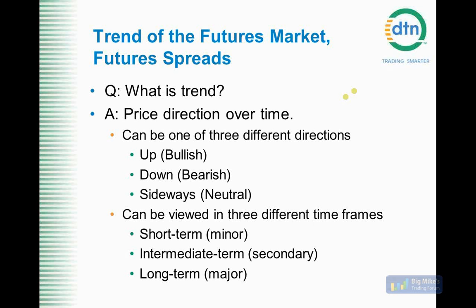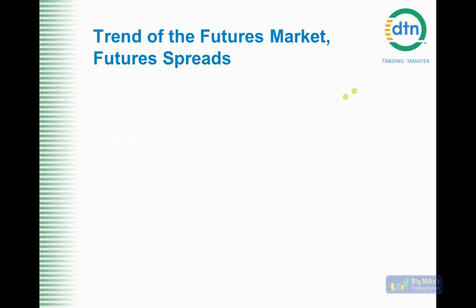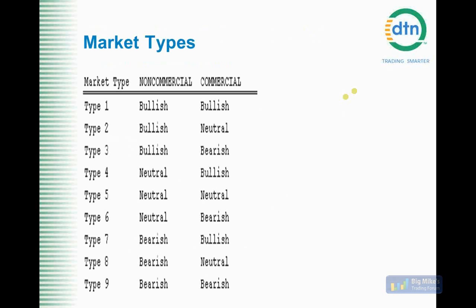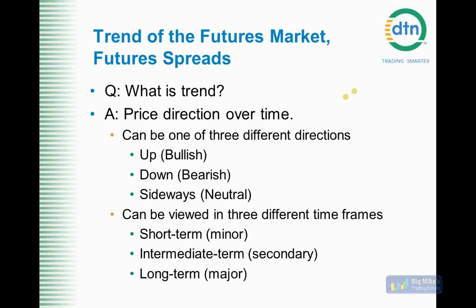Remember, we've got 9 different market types, and some of them include, if we buzz back, some of those include having a neutral view. If we look at the type 4, type 5, type 6, or even on the commercial side, if we look at a type 2, type 5 market, type 8, we can. A neutral reading in either the trend of the futures or future spreads still gives us all kinds of information we can use and helps us to position ourselves accordingly. So, we do have 3 different types of directions.